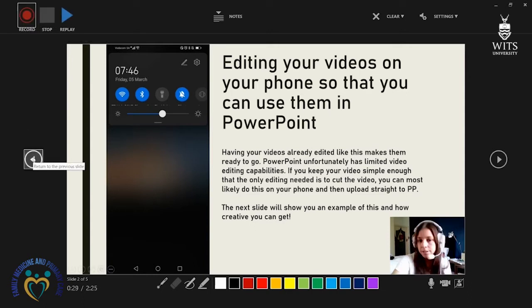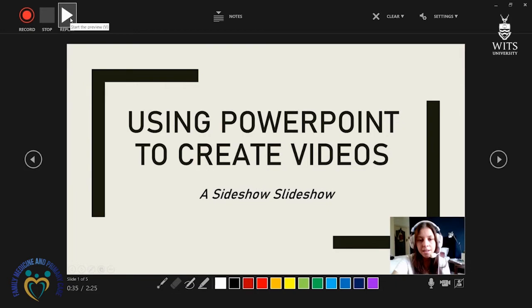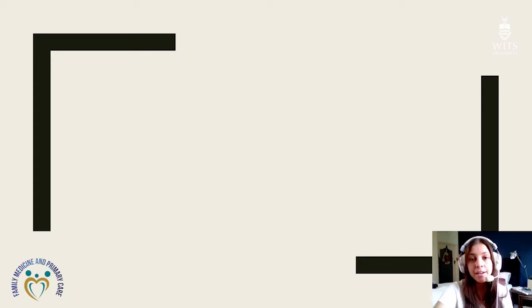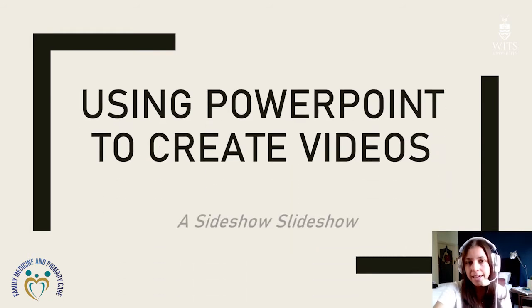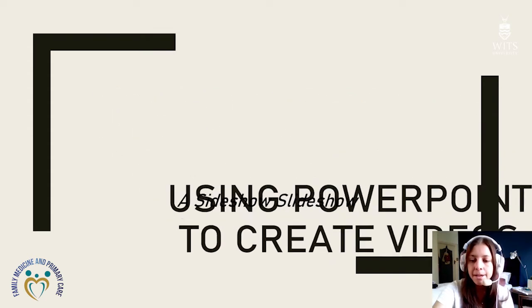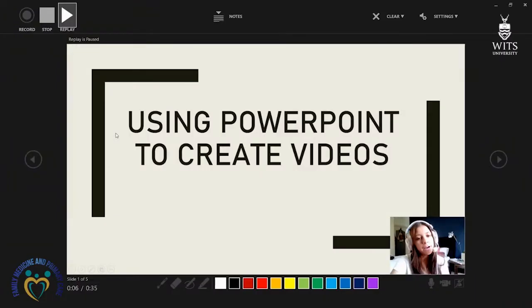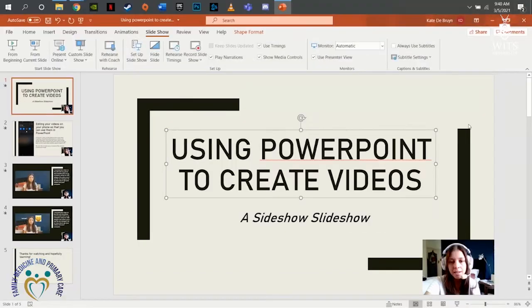And I'm going to go to the previous slide and I'm going to hit replay. So the replay option shows us that we can listen to what we've just recorded, which is pretty great. Then to exit this, you just can either hit escape or close. And yeah, now we are back to our slide.